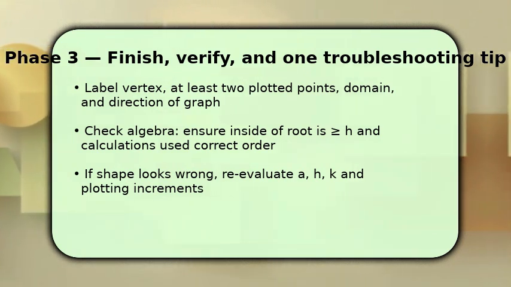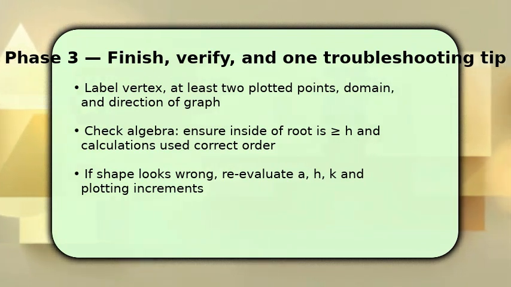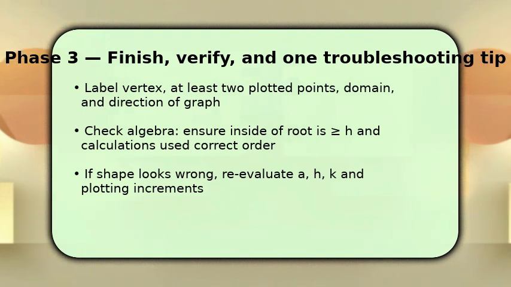Then, double-check the algebra. Ensure the inside of the root aligns with your chosen x values and confirm you applied vertical shifts and stretches correctly. If the curve looks too steep or flat, re-evaluate the value of a and refine x increments. Changing to smaller steps clarifies the shape. One troubleshooting tip: if the graph is off, replot the vertex and two perfect squares.